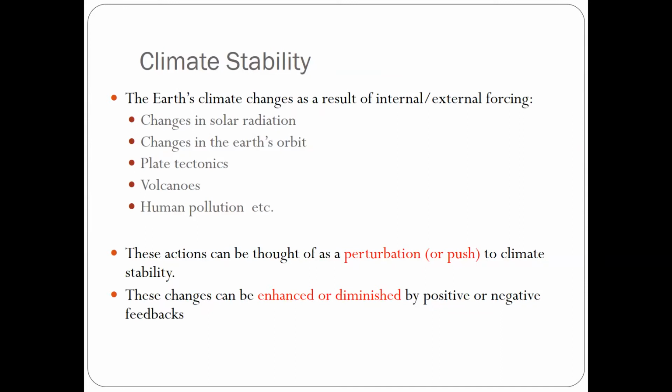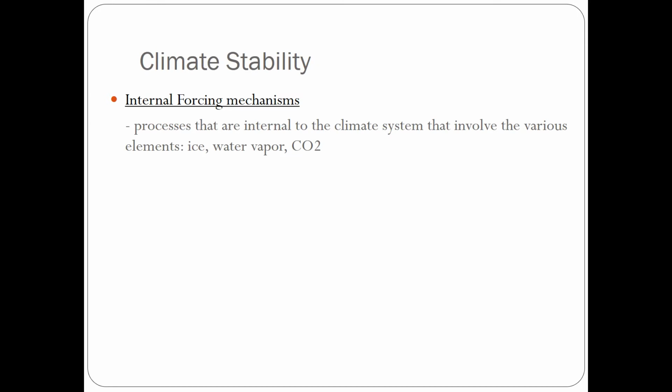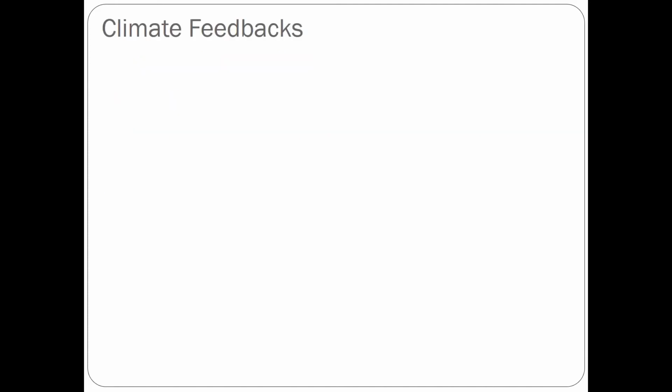So let's talk about this. Internal forcing mechanisms, as we've talked about, are processes that are internal to the climate system. External forcing mechanisms are forcings that alter the system without being altered. Things such as solar variability, the wobble of the axis, things that we talked about when we talked about natural changes. Those are external forcings. Now, once we nudge the system, feedback mechanisms kick in.